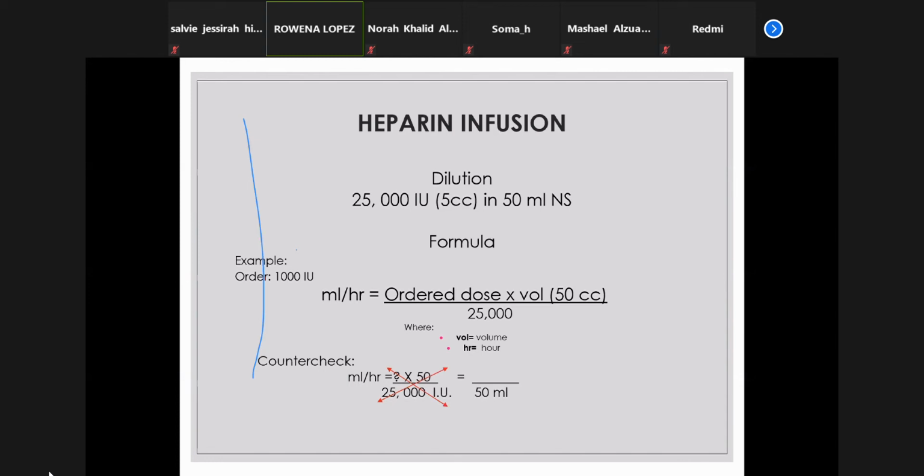So how will you calculate ml per hour? It will be the ordered dose, for example, 1,000 international units, multiplied by the volume, divided by the 25,000. Okay, so the desired dose multiplied by the total volume divided by the stock. So how will you counter check? You just do cross multiplication. Okay, then you will have your ml per hour.